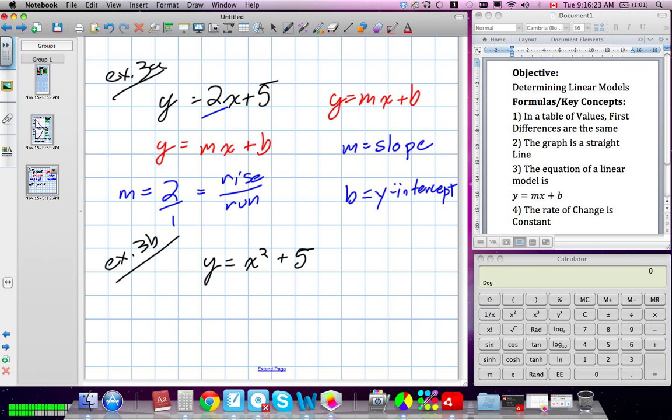What is our y-intercept? 5. Very good. Is this a linear model? Yes. This one is a linear model. I'll prove that one with the graph in a second. Our second one, let's write it again. Y equals mx plus b. Is our second model a linear model? No. Why not?